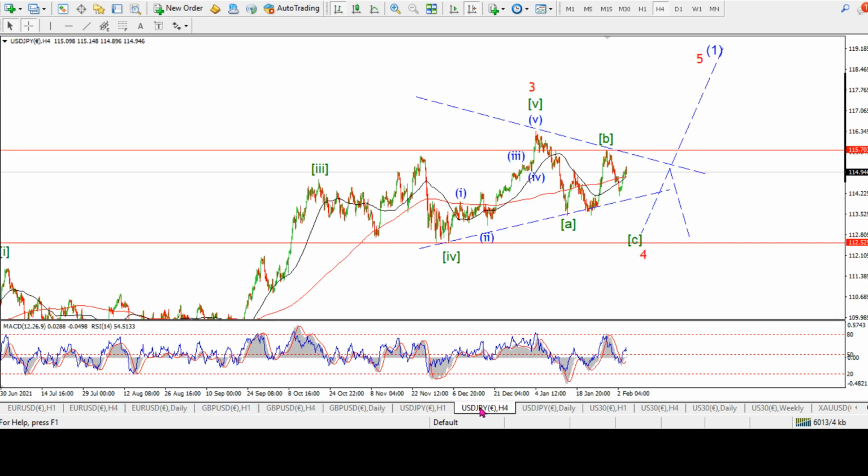Okay, here's dollar yen. There's two ideas here as well for a fourth wave. We could be moving in a triangle fourth wave. Not discounting that, but for the moment, I'm going to stick with the initial interpretation, which would be for a three-wave decline in wave 4. So that's an A, B, C scenario. It's worked out quite well so far.